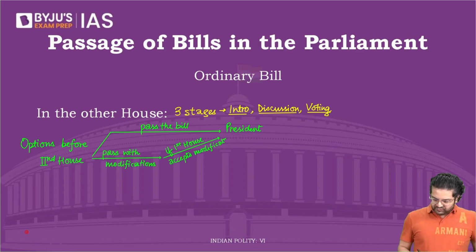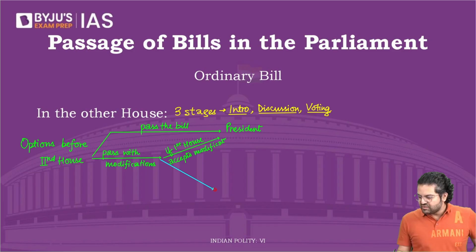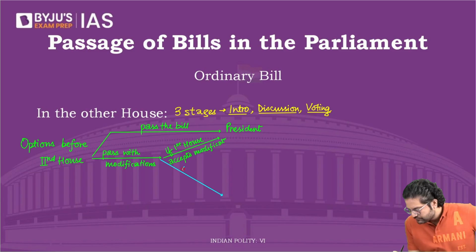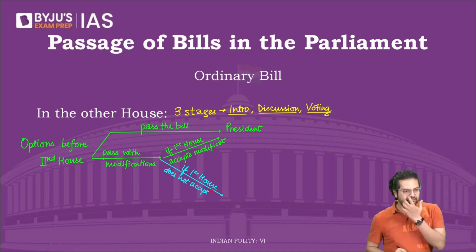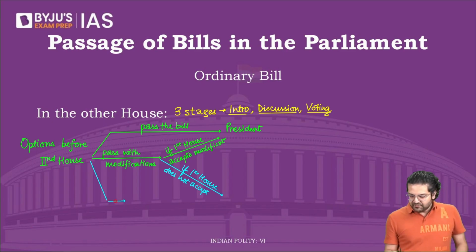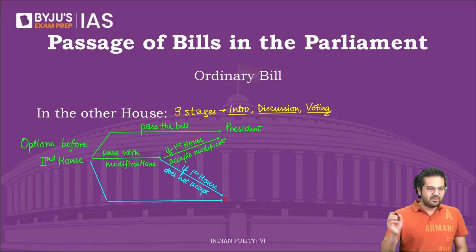But the real problem starts when the first house says, no. Why have you made this change? I don't like this kind of change. If first house does not accept the modifications, then what happens? We'll come to it. Or there's one more problem. What if the first house rejects the bill?